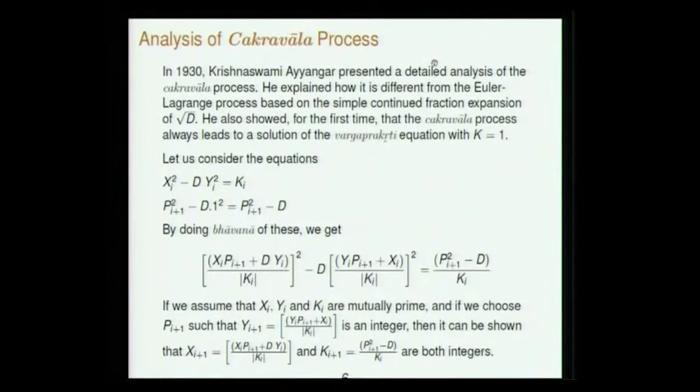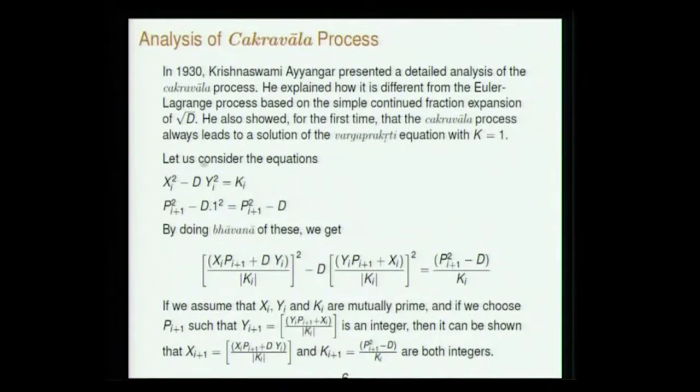So, let us summarize how Krishna Swami Iyengar analyzed this algorithm. He proved that this process always leads to k is equal to 1. He also showed that the process is different from what is known as the Euler-Lagrange method, which is based upon the simple continued fraction expansion of root d. I will explain all these things.